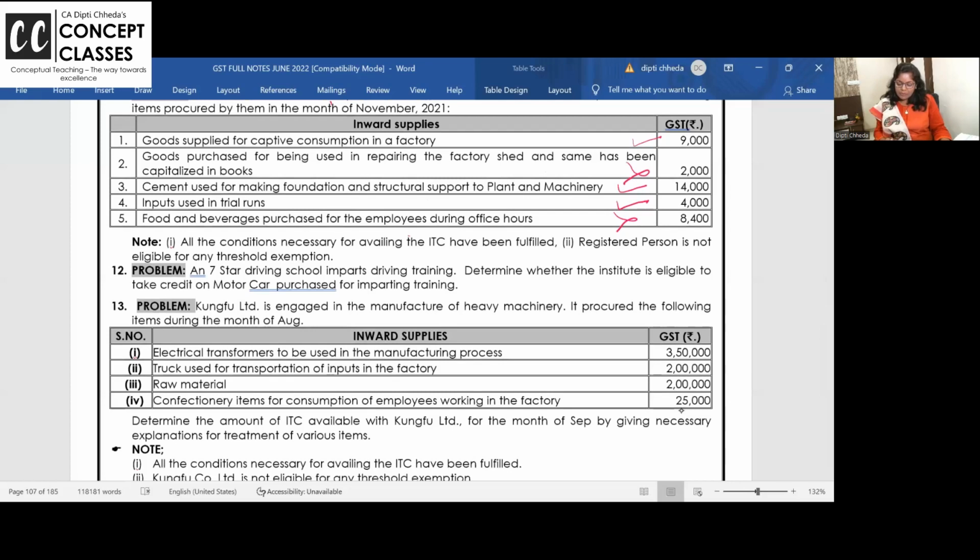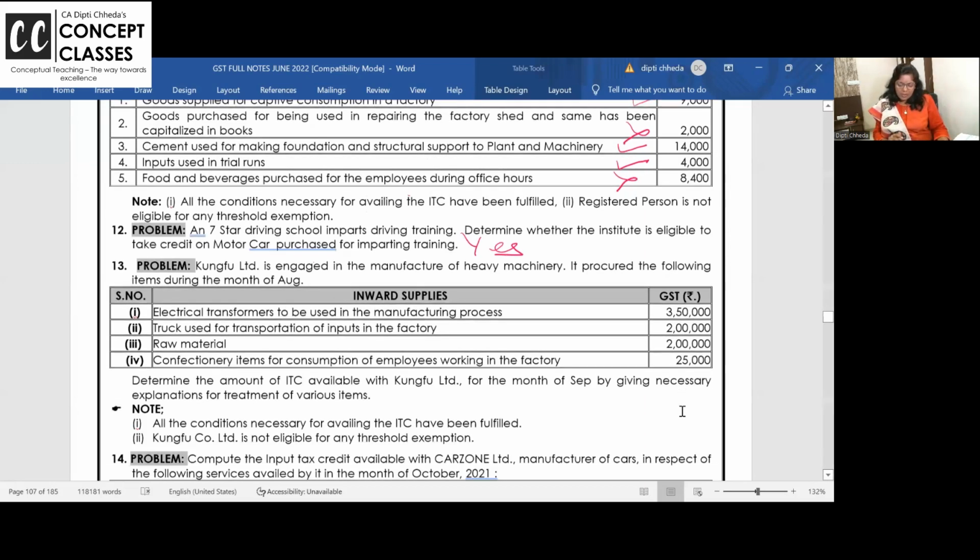7-star driving school imparts driving training. Determine whether the institute is allowed to take credit on the motor car purchase. Answer is yes. For driving it is allowed. For buying the car for selling is allowed, and vehicle used for passengers transport is allowed.